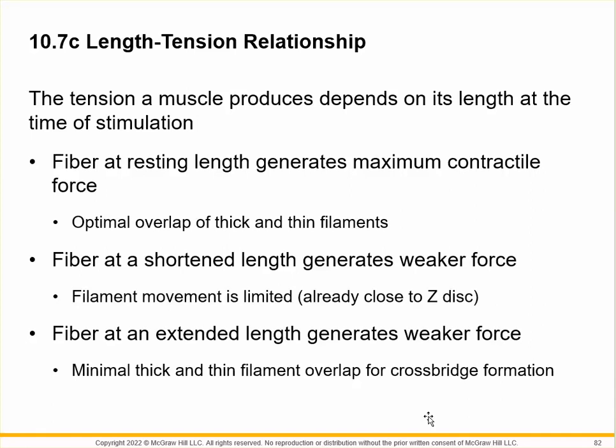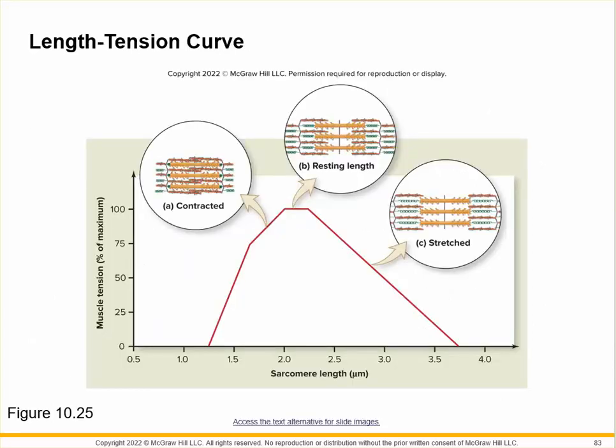Right? So what's going to happen is a chart that looks like this, that if it's contracted and it's already overlapped, we're going to have very little tension. When it gets to its resting length, we're going to have the maximum. And then as it stretches and we have less and less overlap, it goes right down. If the muscle is pulled to the point where there's no more overlap, no tension can happen.